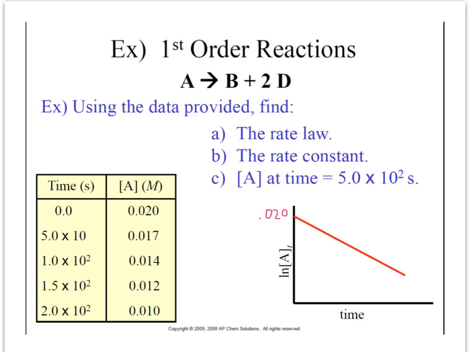And then at this point right there, that's where the concentration is now down to 0.010. And the other concentrations just appear somewhere in between. And so a scientist somewhere plotted those points, drew a straight line through it, and wound up with this graph.